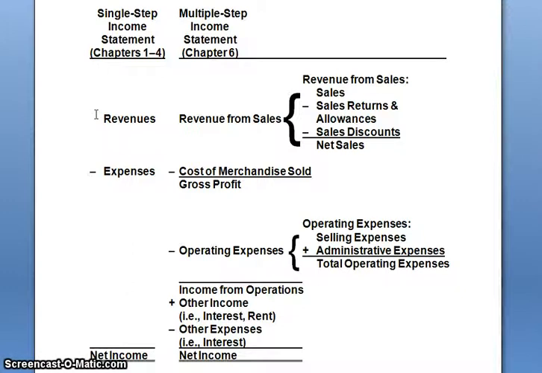Okay, so you might want to do this revenues minus expenses to do like a quick and dirty income statement, but it's not going to give you the analytical tools a multi-step income statement would give you.